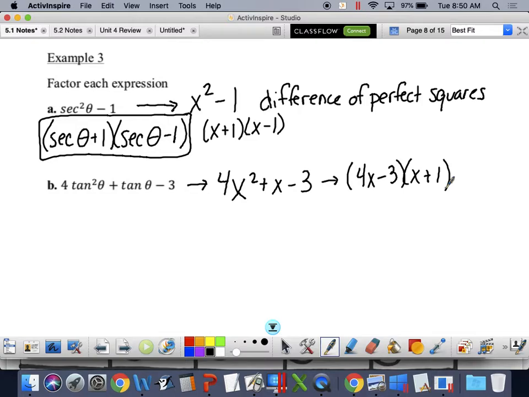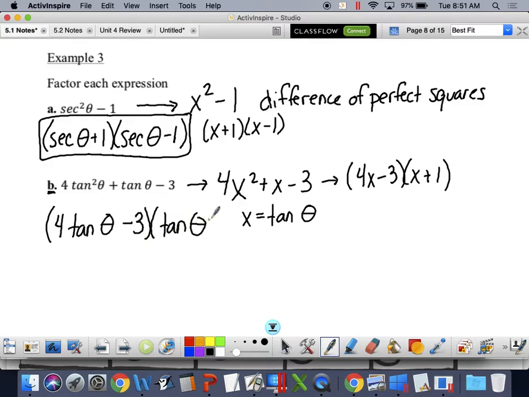And if you're not sure, right, you can foil back through to double check your work. Yep, 4x squared plus 4x minus 3x, but yep, looks good as I foil it to double check. So that tells me I'm going to factor this tangent. Wherever I see an x, I'm going to plug in the tangent of theta. So this will factor as 4 tan theta minus 3, and then tan theta plus 1. So there are my factors.